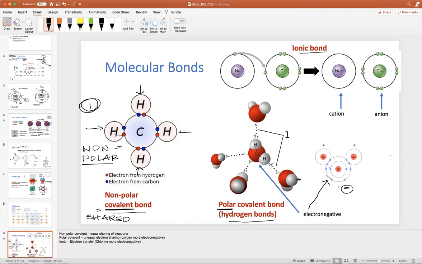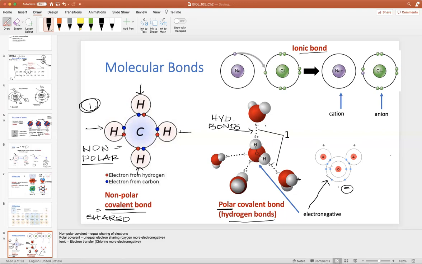Do you see these little dotted lines? These are supposed to represent magnetic attractions. And I think I mentioned this in a later slide, but I'm going to say it now. These little magnetic attractions are actually called hydrogen bonds. Okay, so that's going to be important when we start talking about the chemistry of water.